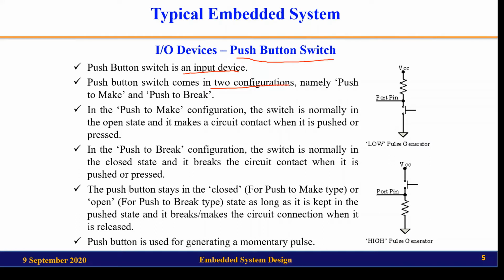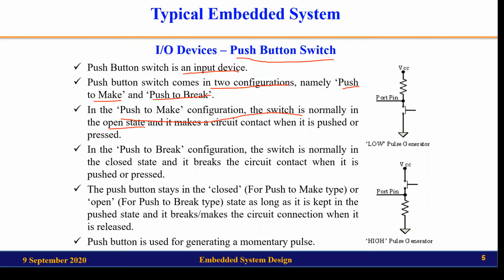That means whenever we push, it forms a connection, so that is called push to make. And push to break is nothing but when we push it, it opens the contact. So you can see here, in the push to make configuration, the switch is normally in the open state, as I told earlier. Whenever you push it, it makes a circuit contact when it is pushed or pressed. When we push it, it forms a contact and it forms the path.